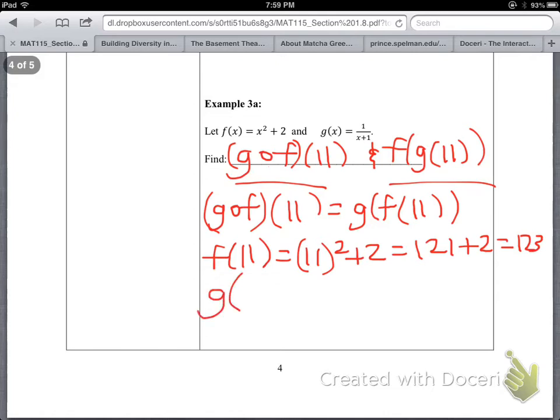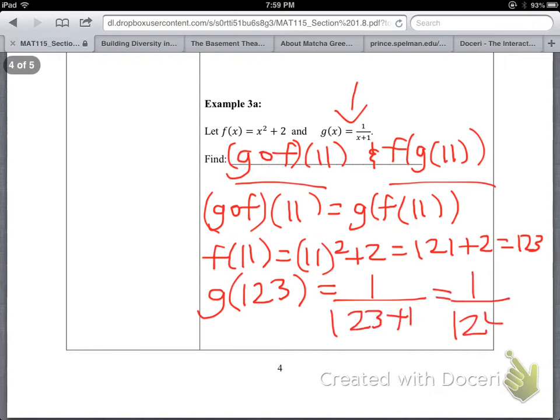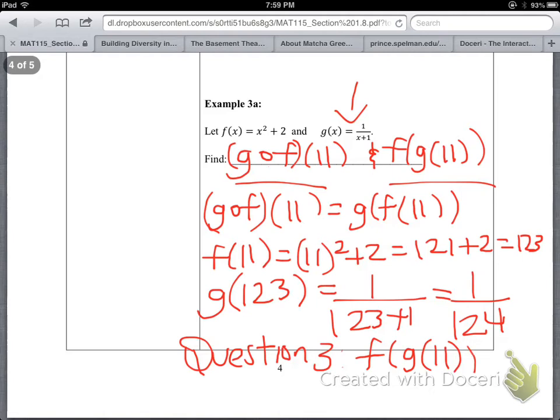Now we take g of that value. So g of 123, our g function is given here. So that's going to be 1 over 123 plus 1, which is 1/124. Okay, so question 3 would be find f of g of 11. Okay, so figure that one out.